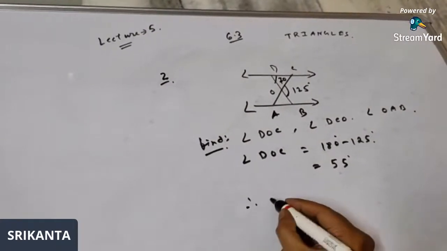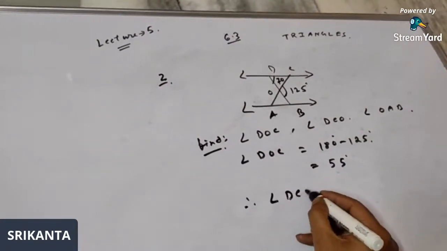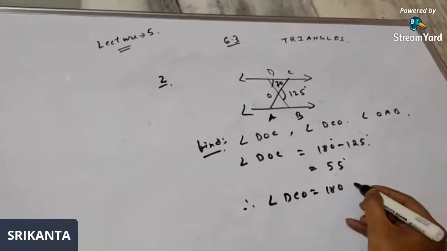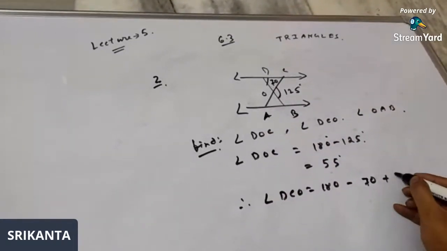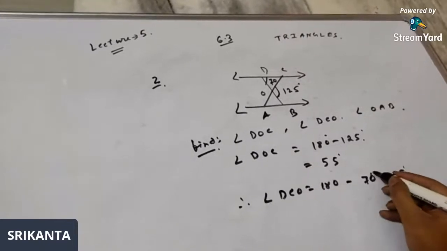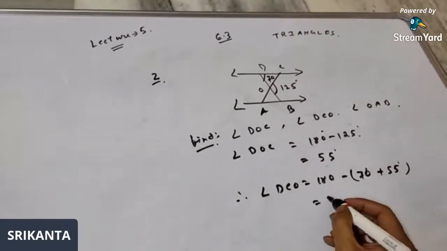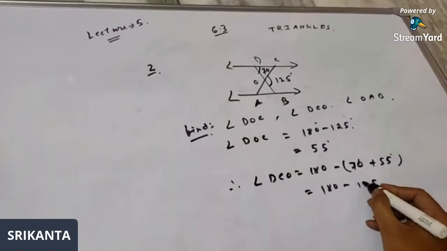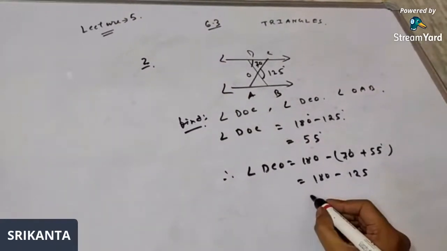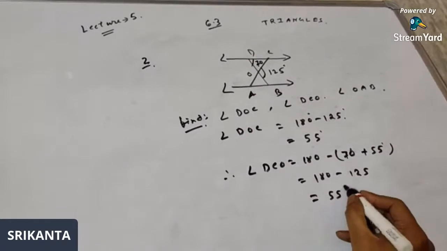Right? So clearly angle DCO will be 180 minus the sum of the other angles. That means 70 plus 55. Clear? So 180 minus 125, so again 55 degrees.